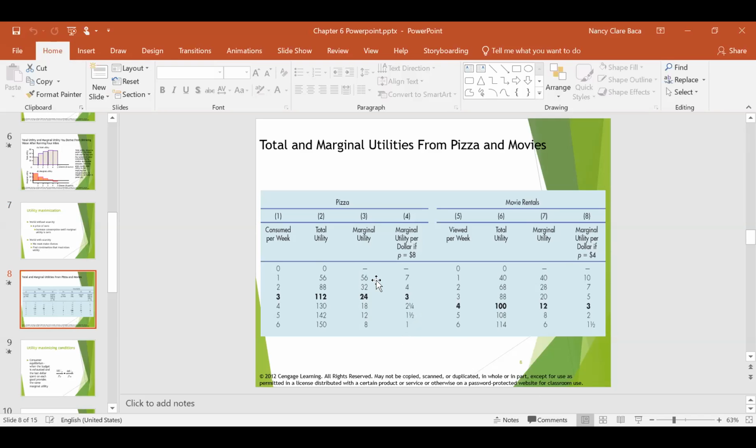So this is 56 divided by 8 gives you 7. 32 divided by 8 gives you 4. 8's the price of the pizza. So we divide the marginal utility at that particular unit by the price to get the marginal utility per dollar. We've done the same thing over here, except our price was $4. 40 divided by 4 gives you 10. 28 divided by 4 gives you 7. Not hard math. But on an exam, for some reason, this marginal utility per dollar seems to elude students. So just know where you're getting your numbers, and this is easy. It's marginal utility divided by the price, done.